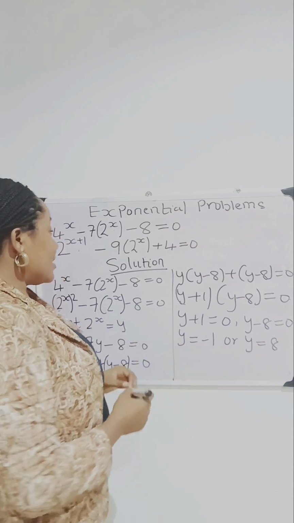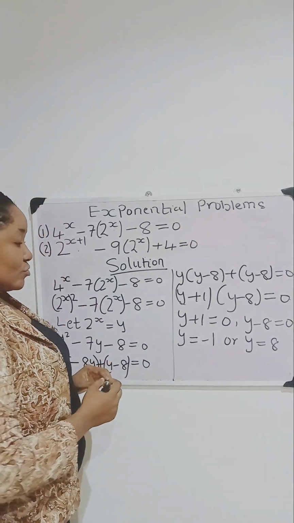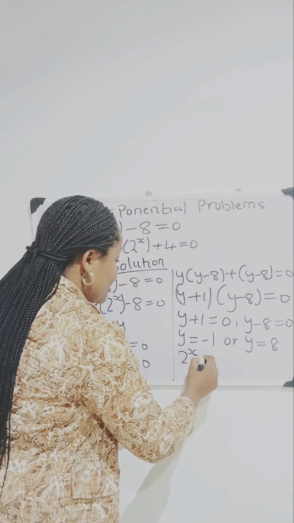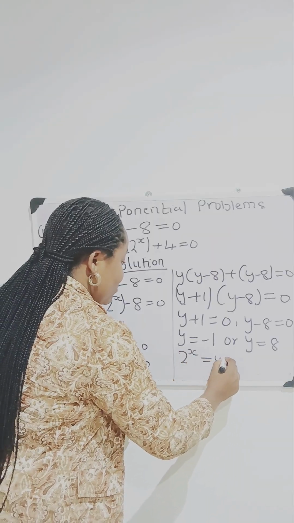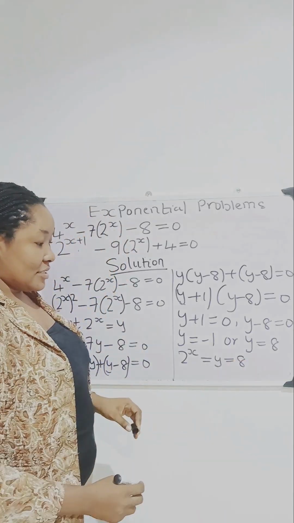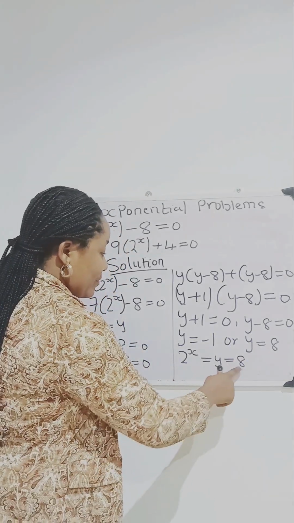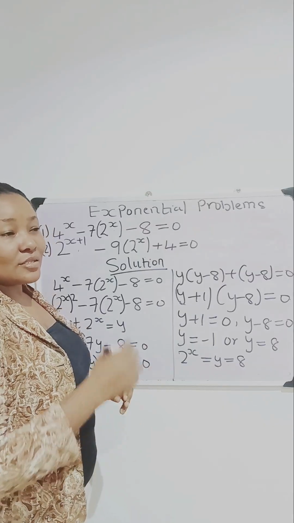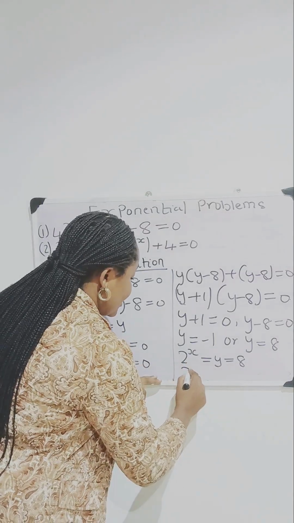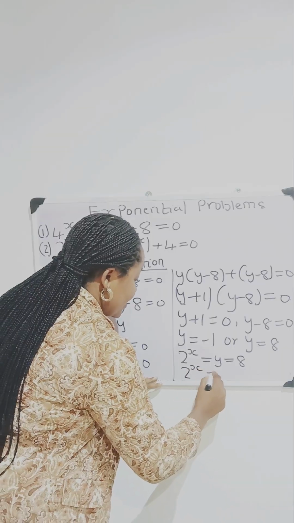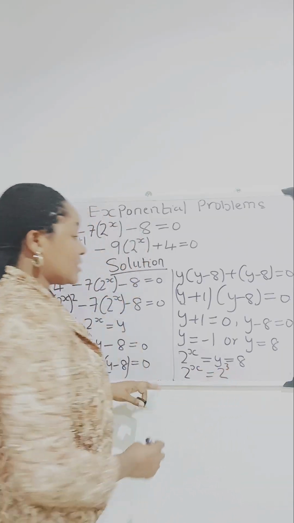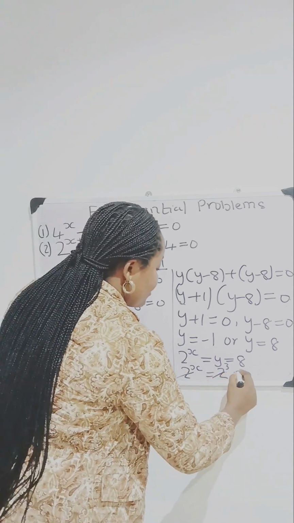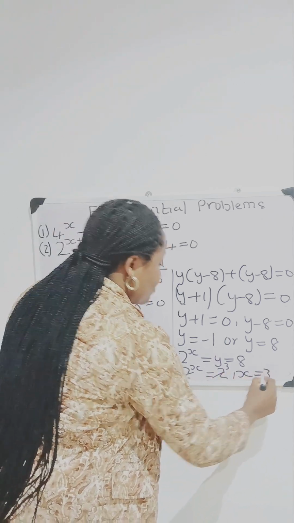So substituting the value of y into 2 raised to the power of x, we now have that 2 raised to the power of x is equal to y, which is equal to what? 8, right? So in place of 8, we can put it in terms of 2. That is 2 raised to the power of 3. So we can say 2 raised to the power of x is equal to 2 raised to the power of 3. And then because the bases are the same, we clearly have that x is equal to 3.